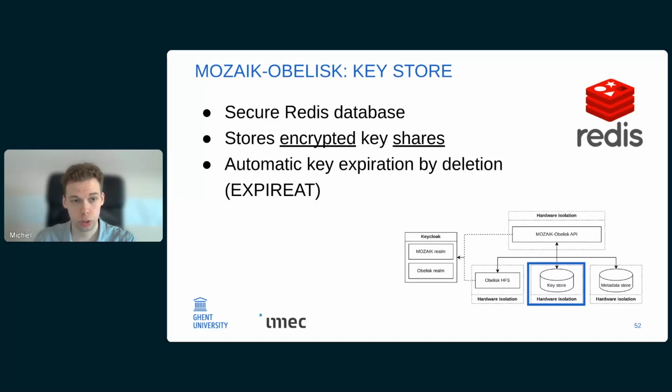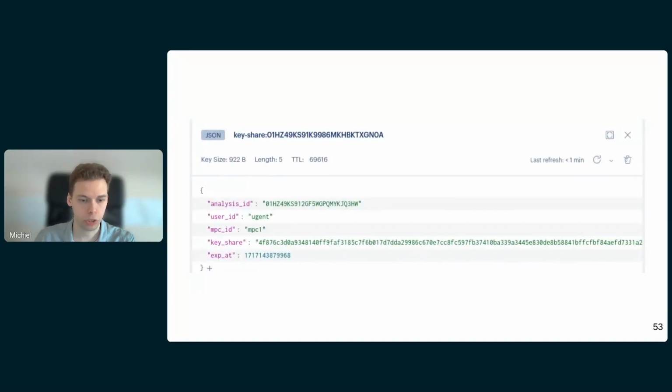Well, we need to store those key shares, and that's where we use Redis. So the encrypted key shares are stored there, but only for a certain amount of time. So we use the expire at functionality of Redis, so that if the Redis data store would be compromised sometime in the future, the older keys are not present anymore. Even though they are encrypted with the public key of the MPC parties, it's better to remove them when they're not needed anymore. An example of this is shown here.